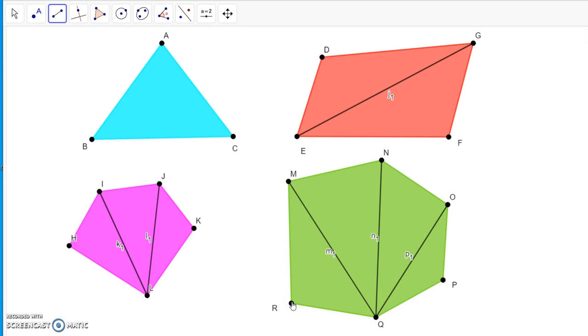So we know we can divide any n-sided polygon into smaller triangles by drawing its diagonals. So we can arrive at a general formula which will allow us to calculate the sum of the interior angles of any n-sided polygon. So this is exactly what the activity will allow us to do: derive a general formula to get the angle sum property of any n-sided polygon.